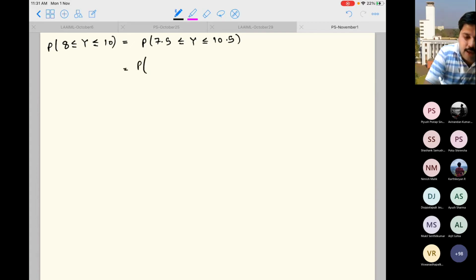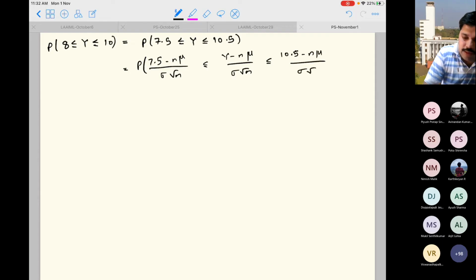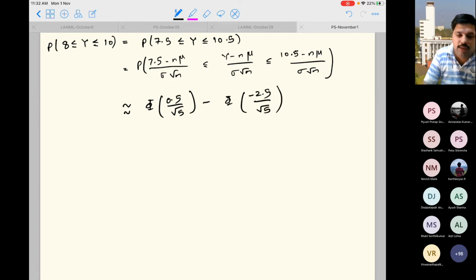So this probability is 7.5 minus n mu, which was 10, divided by sigma root n, less than or equal to Y minus n mu divided by sigma root n, less than or equal to 10.5 minus n mu divided by sigma root n. This will be equal to phi of 0.5 divided by root 5 minus phi of minus 2.5 divided by root 5. This is what you will get, and this approximation comes from the CLT.